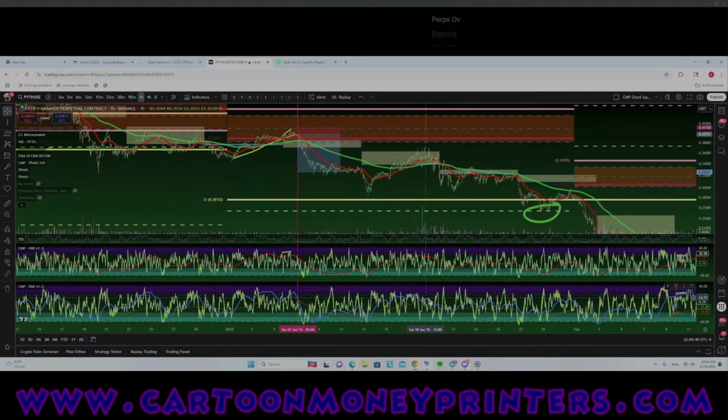You have bear divs on both the ribbons, right? You have the 90 starting to turn down. You have another trade here, and that one holds into the S1. 0.34 to 0.26. That's for what?